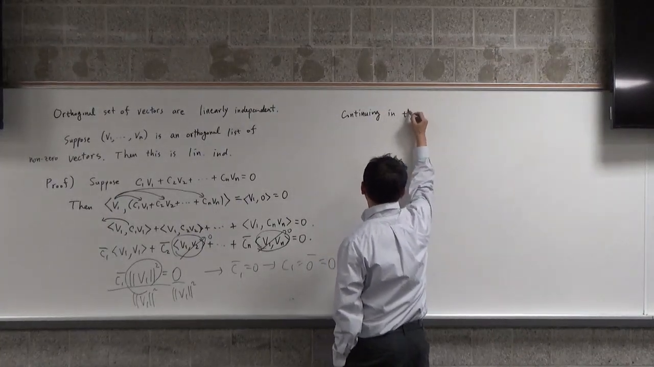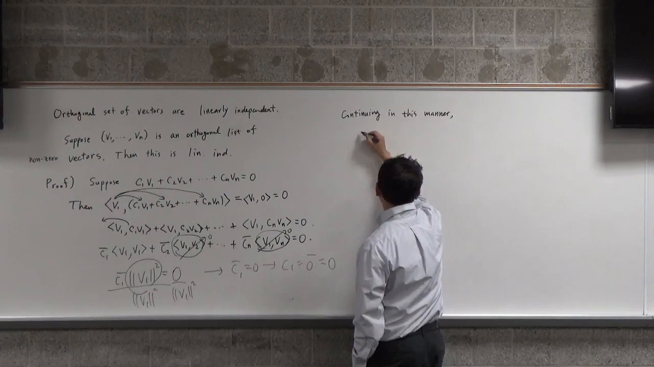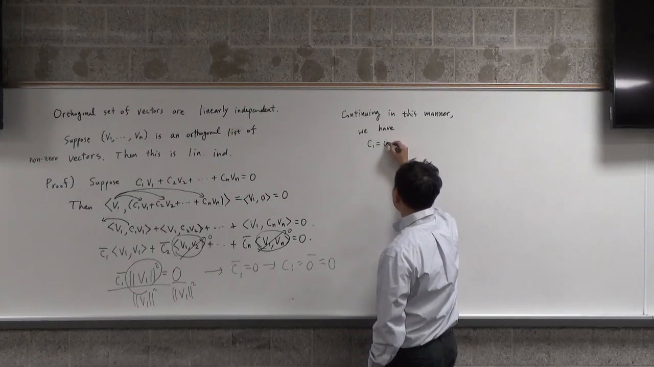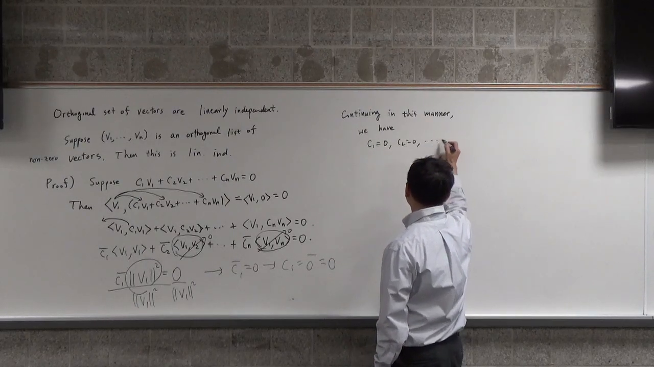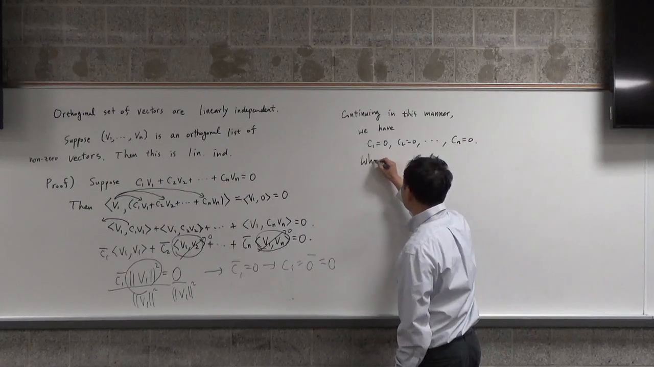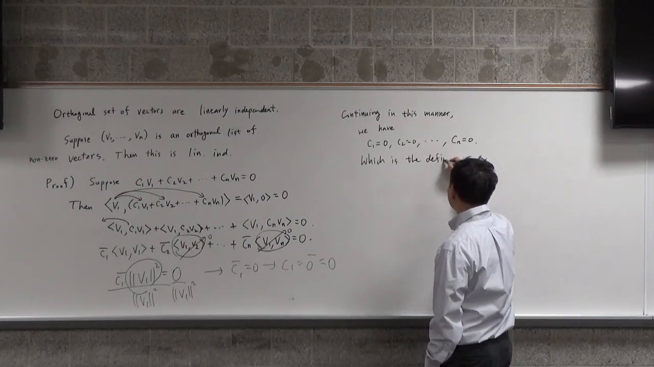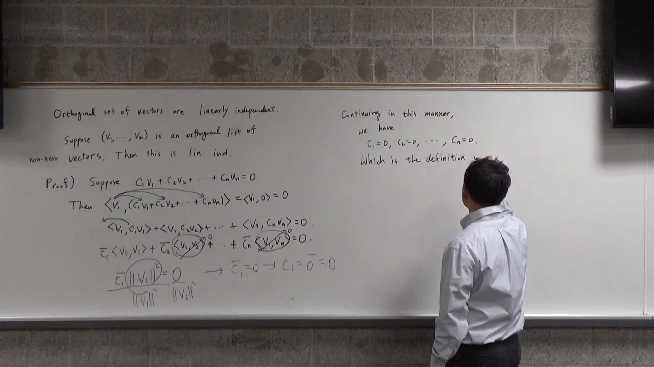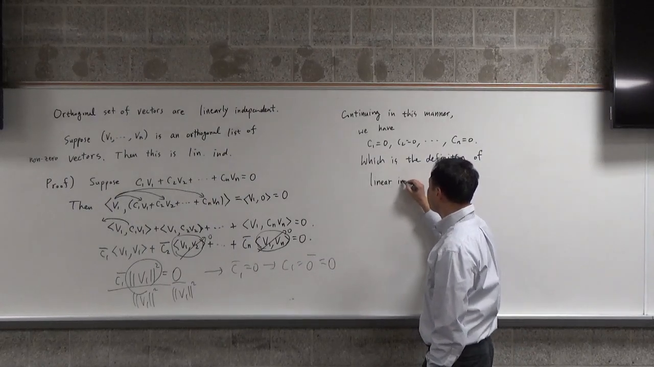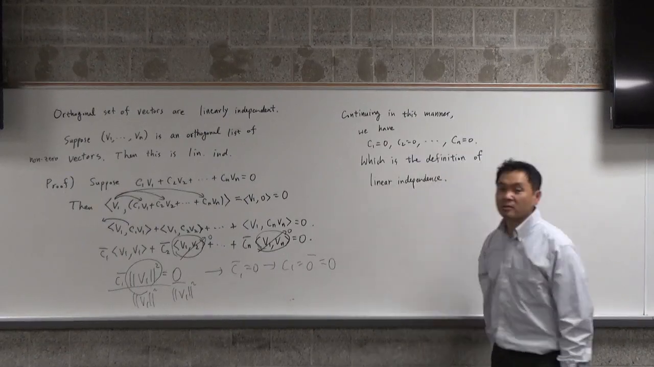So continuing in this manner, we have C1 equals 0, C2 equals 0, all the way up till Cn equals 0, which is the definition of linear independence. All right?